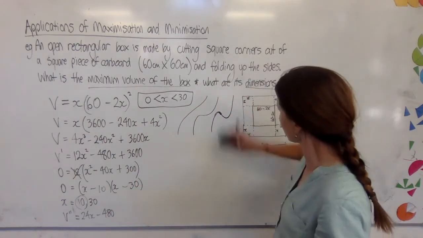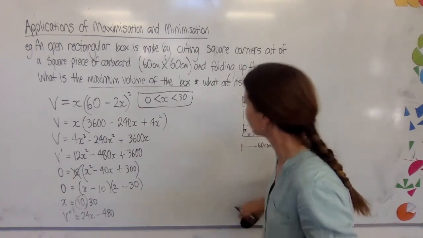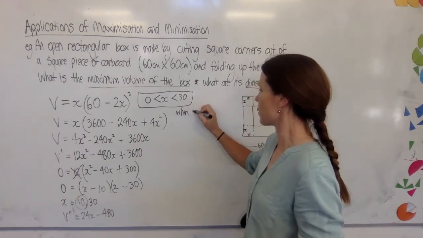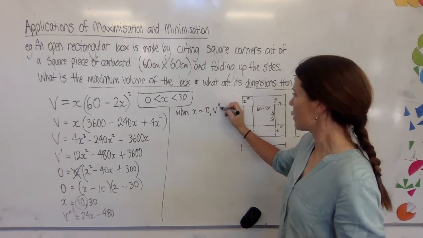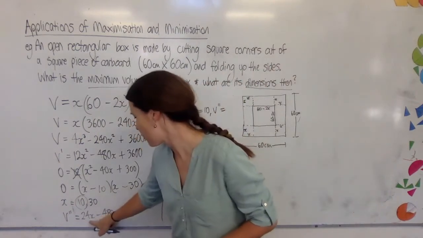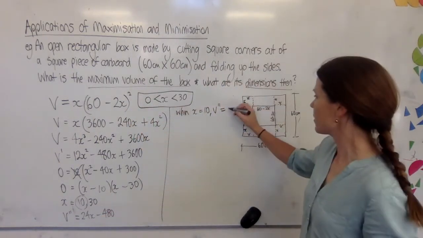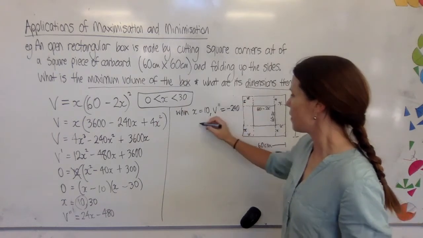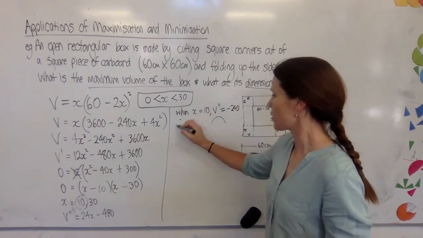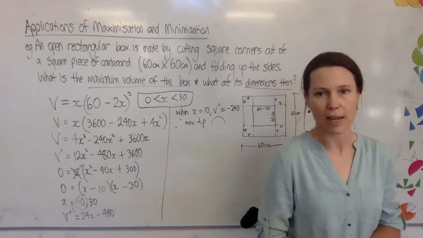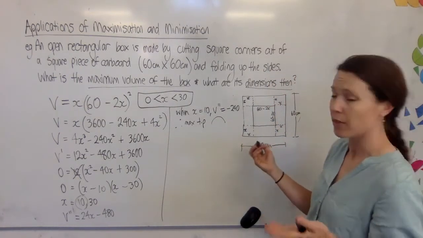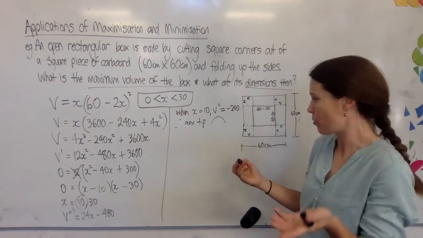So finding some more board to work on here. When x equals 10, the second derivative is going to be 240 minus 480. It's going to be negative, isn't it? And that means it's concave down. So therefore, we've got a maximum turning point when x equals 10. And that's what we were looking for. So that must be when our volume is maximal.